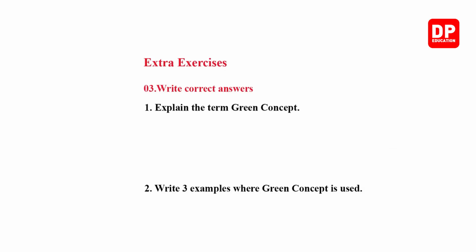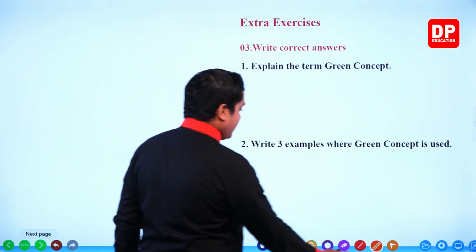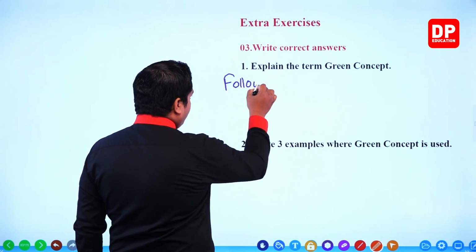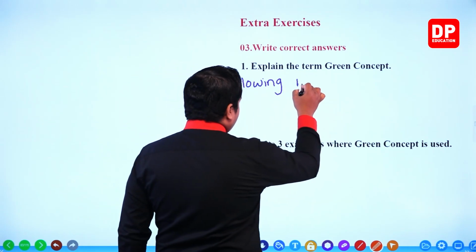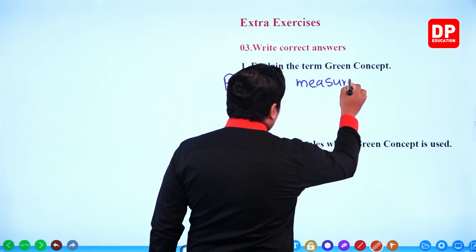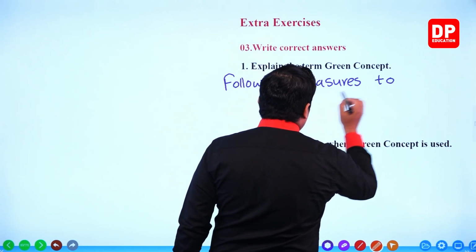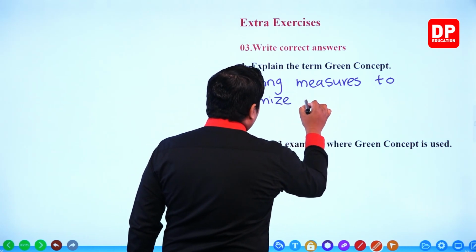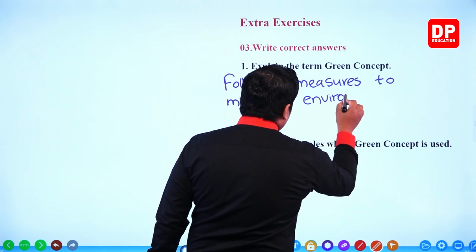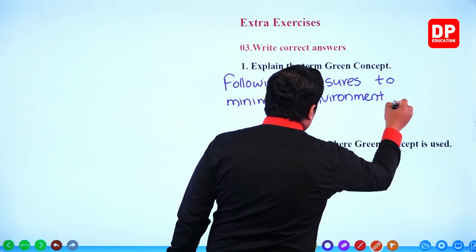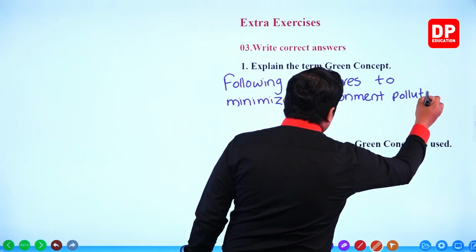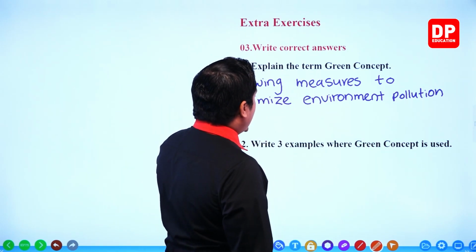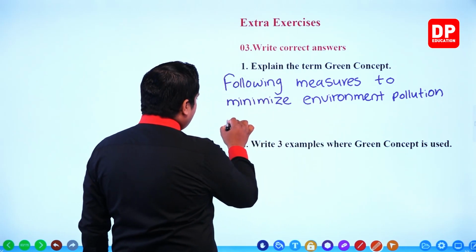So here you need to write down the correct answers. Explain the term green concept. So what is green concept? Very simple, my dear children. Following measures to minimize environment pollution, right?